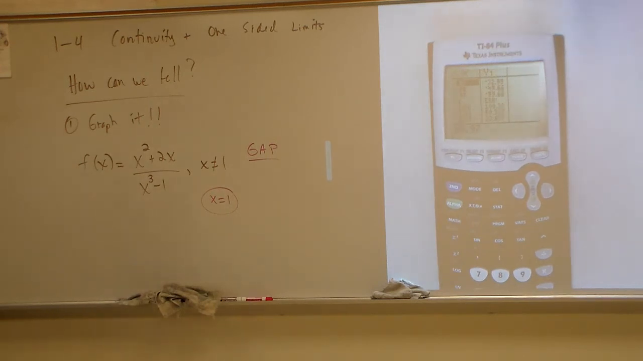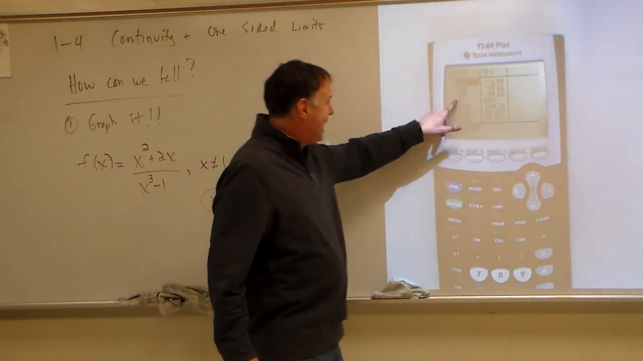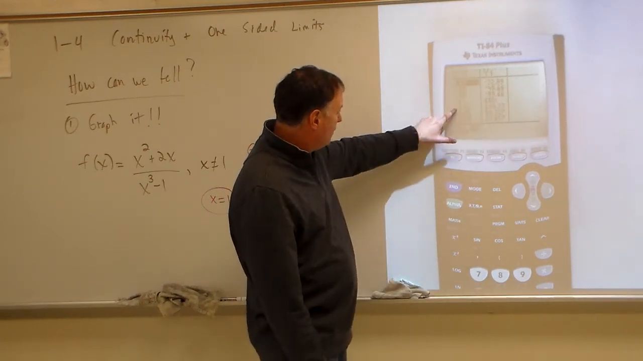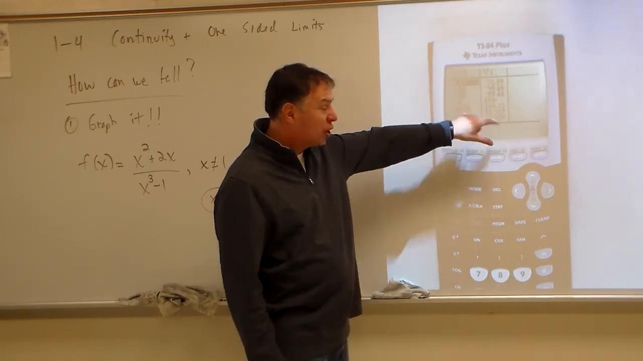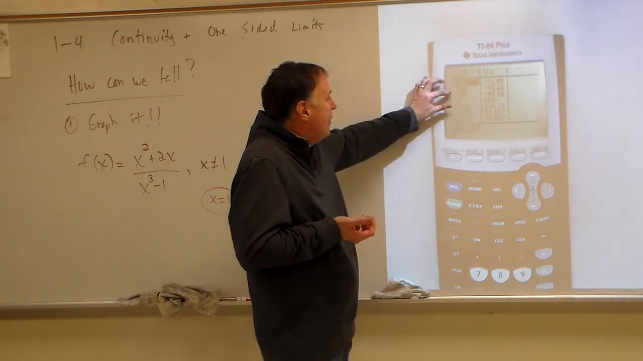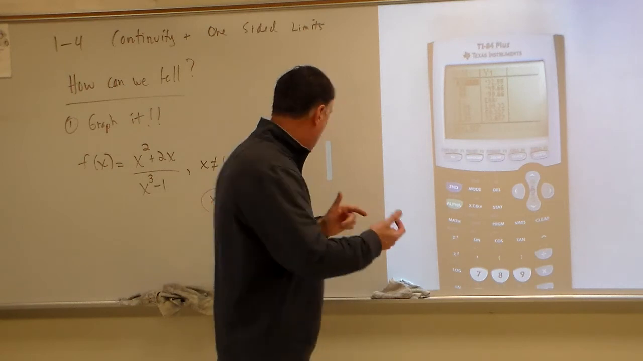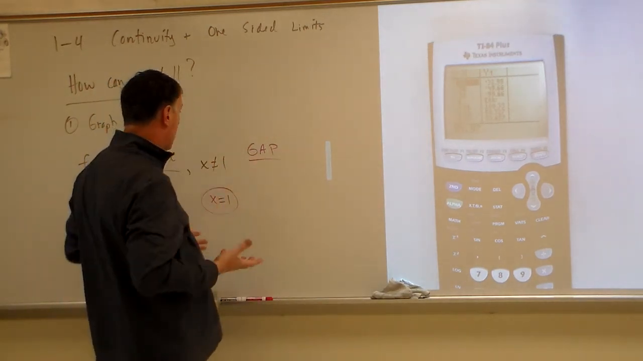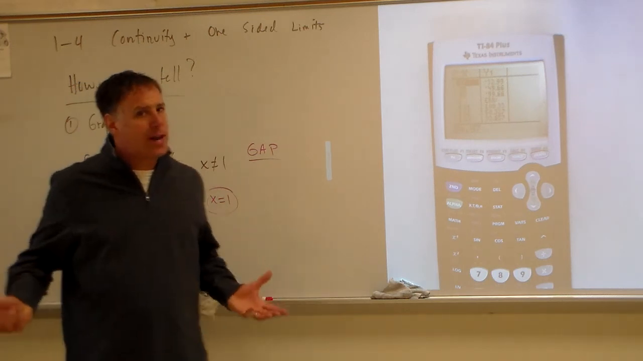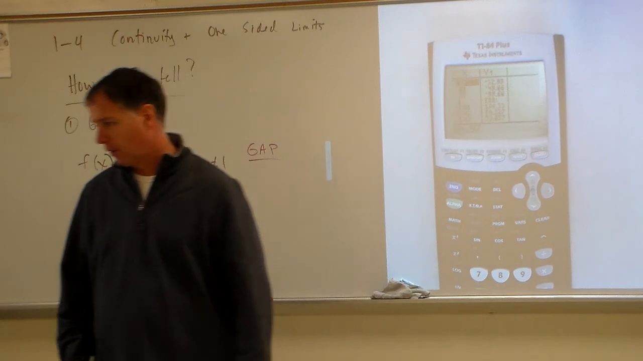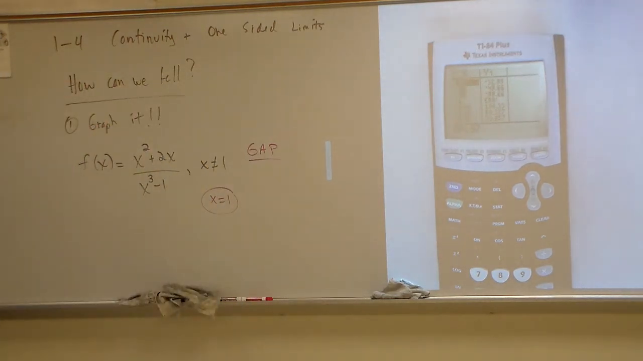If you can see this, it says at 0.99 it's negative 99.66, and then at 1.01 it jumps all the way to 100. That's telling me that we have an asymptote there, which is why I wrote down a gap. So what's one way you can tell what type of discontinuity you have? Graph it.